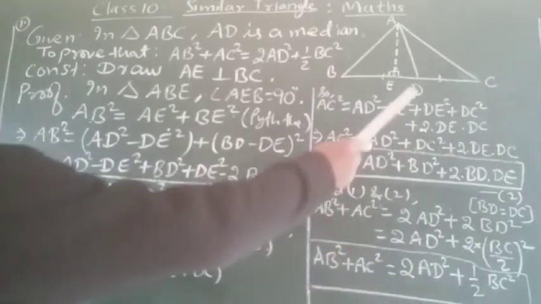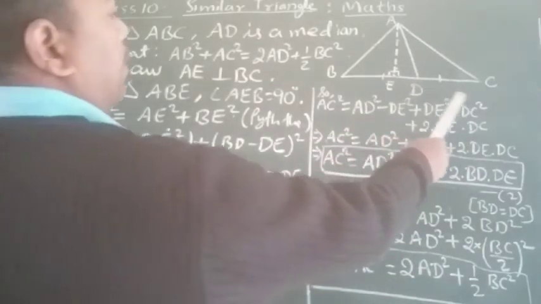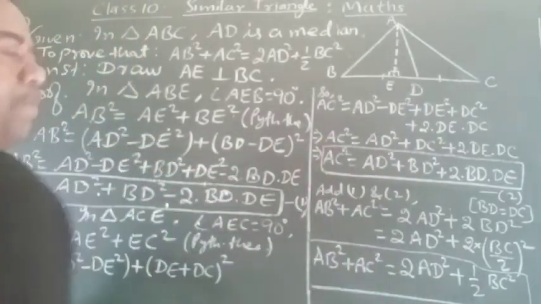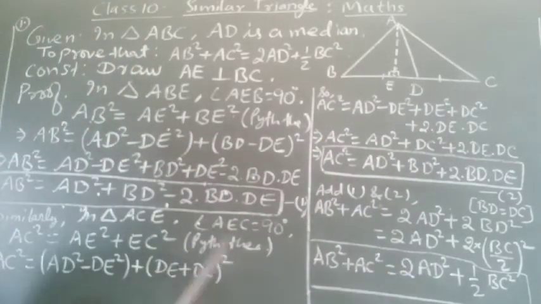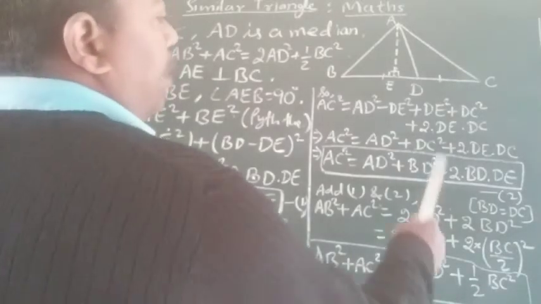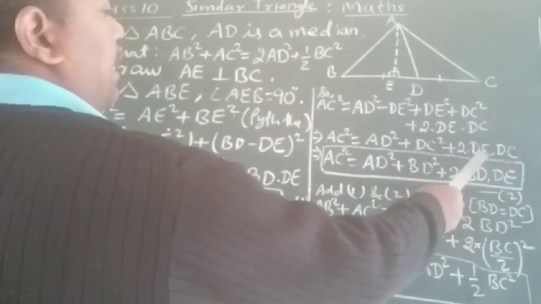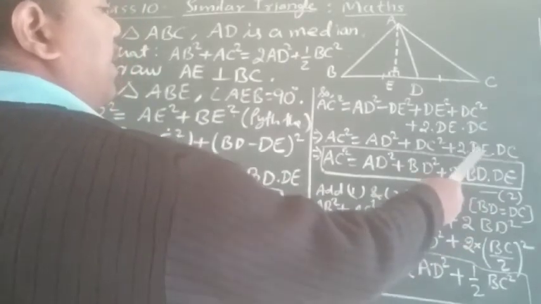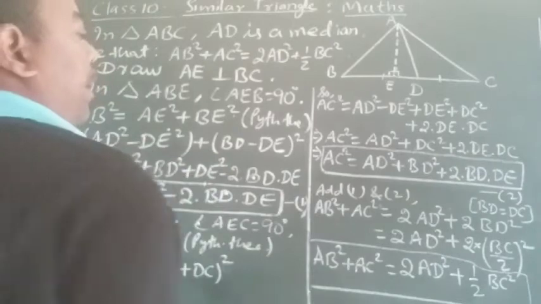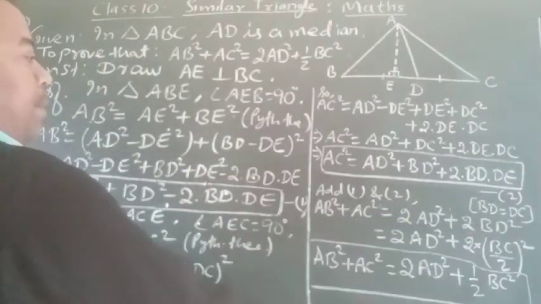Now we know that D is the midpoint. So what is the length of DC? Same length as BD. But why the error? Because in the first equation BD is used. So for better cancellation, we can use BD in the place of DC. So DC is replaced by BD, DC is replaced by BD. This is equation number 2.